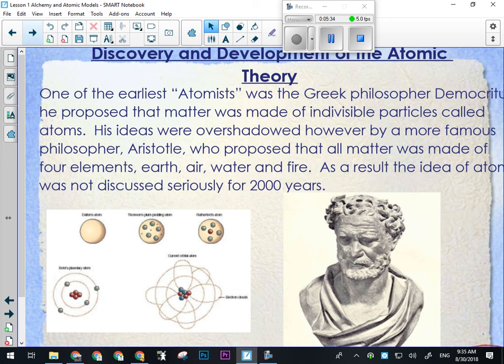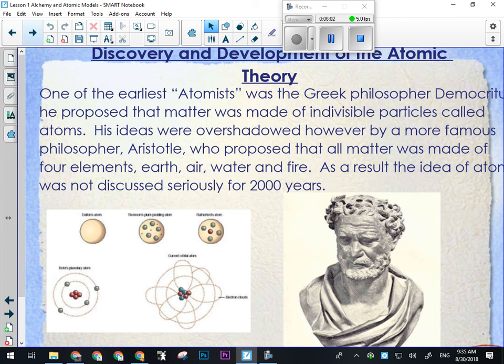Okay. Ironically, though, he was correct, in that matter is made of tiny particles. They're not invisible, but they're indivisible. That means they don't break apart necessarily on their own, right? So his idea wasn't really discussed for about another 2,000 years when people started realizing that matter does behave like it's made up of these tiny little particles. Okay, so his ideas were overshadowed by more famous philosophers and thinkers, so it kind of just was forgotten.